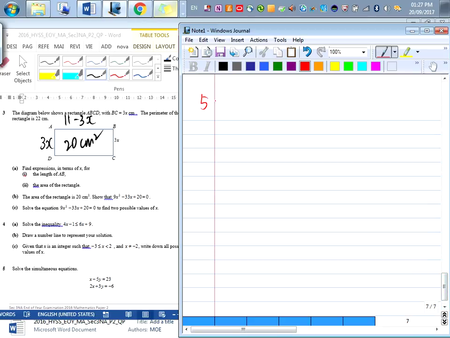Question 5. Solve the simultaneous equations x minus 5y equals 23 as well as 2x plus 3y equals -6. Let's call this equation number 1 and equation number 2. What are the methods that you know? 2, right? Substitution and elimination. Which one will always work? Substitution will always work. Okay? So that is what I like to use.